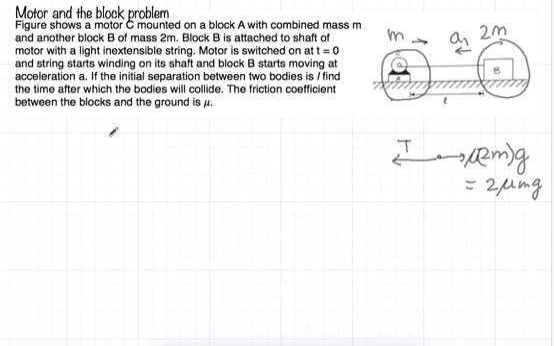So what we can write: T minus 2 mu mg equal to 2m a1, isn't it? Because this is nothing but Newton's laws of motion, right? The net force, obviously T is more because this body is moving in this direction. So T minus 2 mu mg equal to 2m a1. This is our first equation.